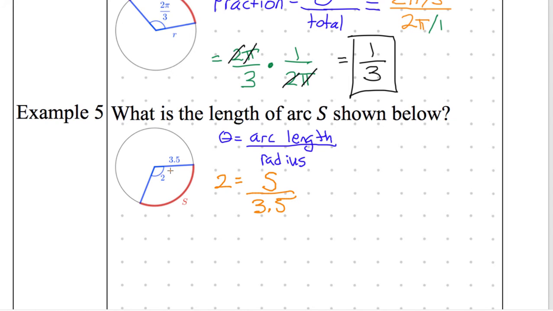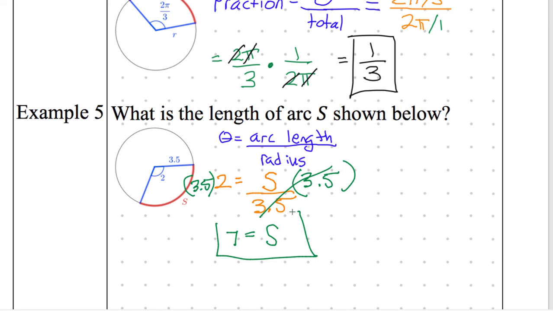Thank you, India. And then finally, what do I do to solve for S? Right now, S is being divided by 3.5. To solve for S, what am I going to do to both sides, Beverly? Multiply by 3.5 on both sides. And that will cancel out the 3.5, and I'm left with S is equal to 2 times 3.5. S is equal to 7. Final answer. Box it. S equals 7. Yep, 2 times 3.5 is 7.